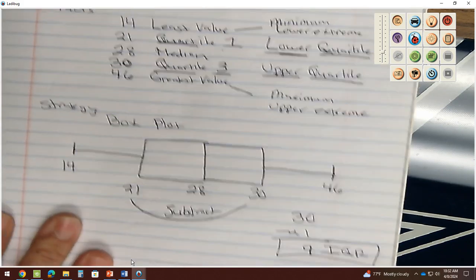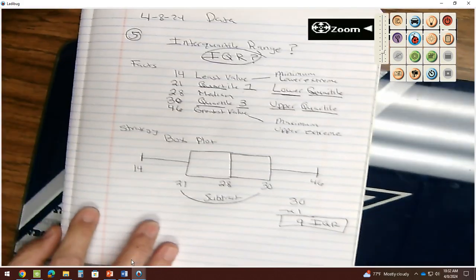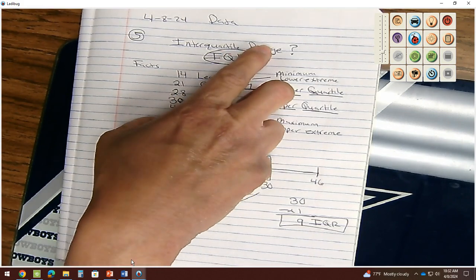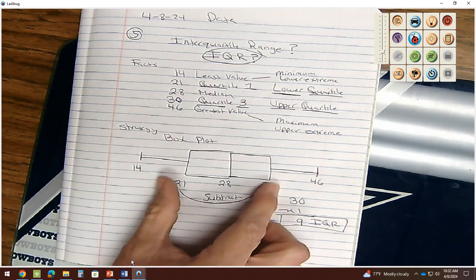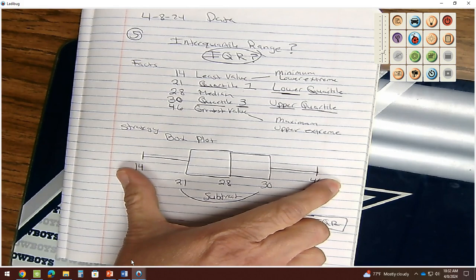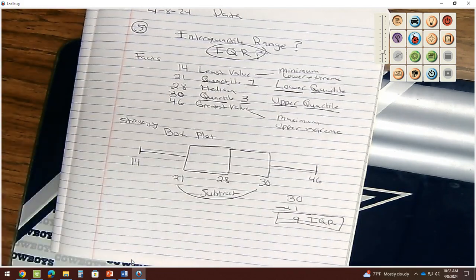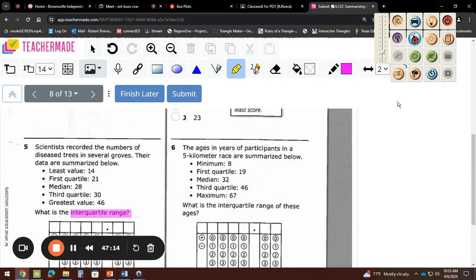9 is the IQR, which is called the interquartile. That's the IQ range. That's why we still subtract. But instead of subtracting the extremes, we subtract the adentro quartile. Okay? Okay. Now it's your turn. You will do number 6. Same way.